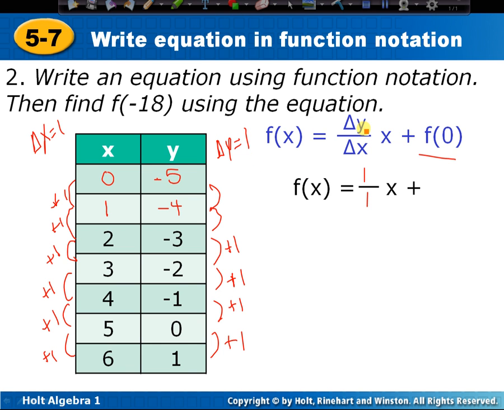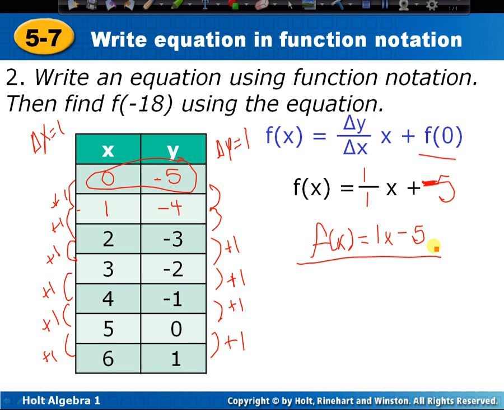All right, so my f of 0 I can now fill in. I can see over here on my table that when x equals 0, y equals -5. So my f of 0 is -5. And that should be a negative sign there. All right, so f of x equals 1x minus 5.